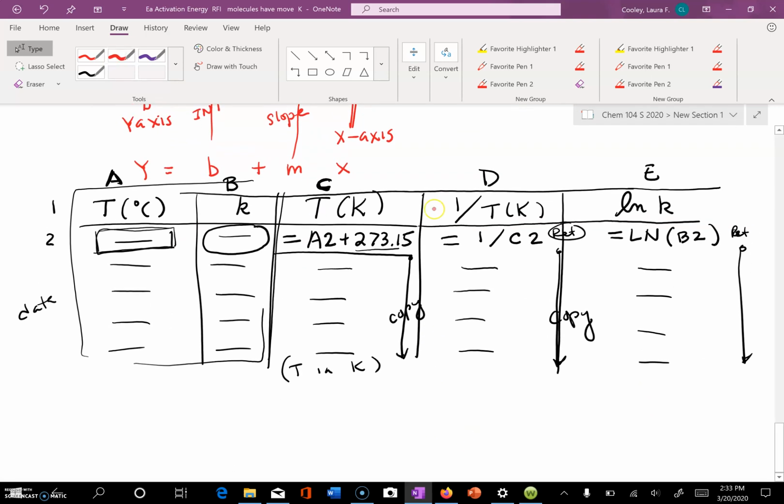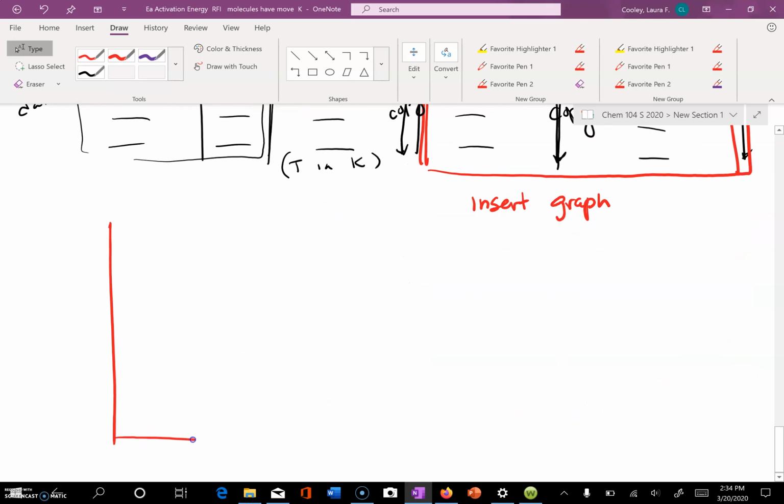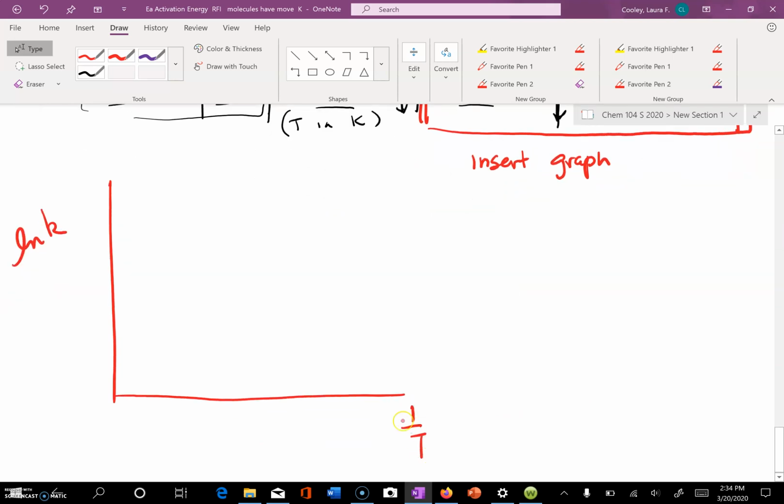So then what you would do is you would do a graph. So you would select these two, basically the stuff in these two columns. You do insert graph, and so it would do a graph of the natural log of K versus 1 over T, and it would be a graph that would look like this. Well, of course, it would maybe go through the points a little better. Then what you would do is you would find a trend line.